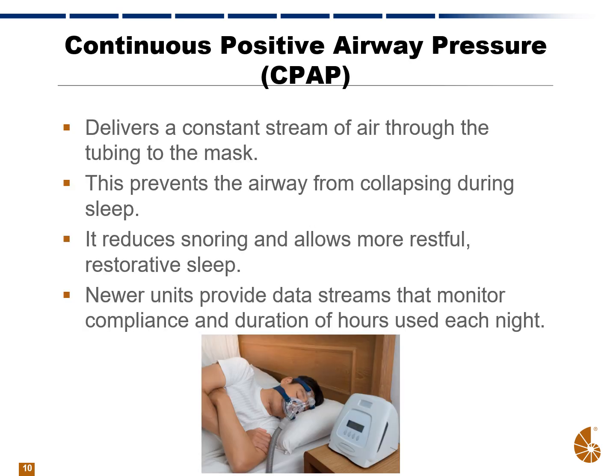Here is this continuous positive airway pressure machine. You can see it depicted here. It delivers a constant stream of air through tubing to the mask. This prevents the airway from collapsing during sleep. It reduces snoring and allows more restful, restorative sleep. And newer units provide data streams that monitor compliance and duration of hours used each night.